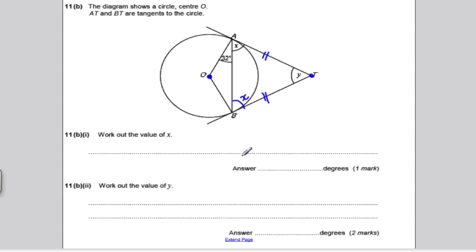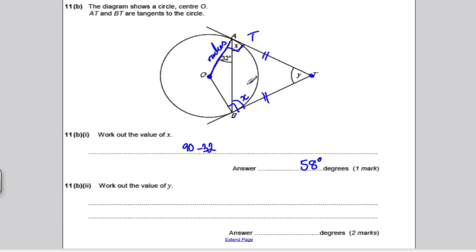Okay. More than that, we know that when a tangent meets a radius, here's a radius, and here's a tangent, they always make 90 degrees. So that whole thing's 90. Now, if this bit's 32 and the whole lot's 90, x must be 90 subtract 32, which is simply 58 degrees. And we've got x nice and easily.